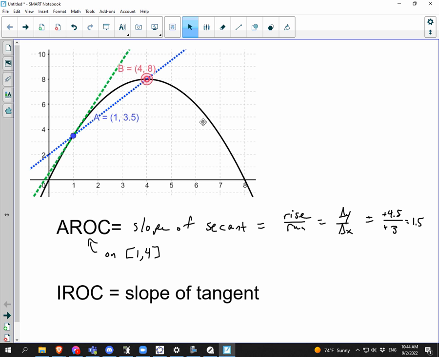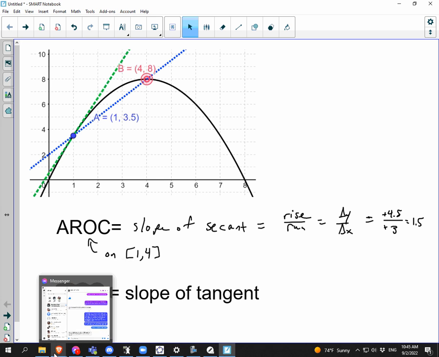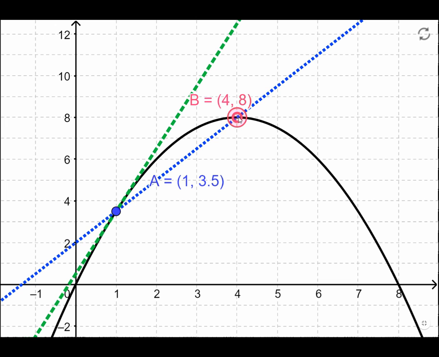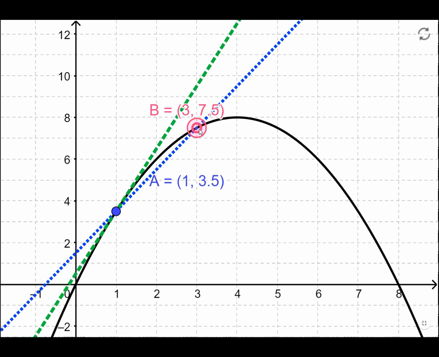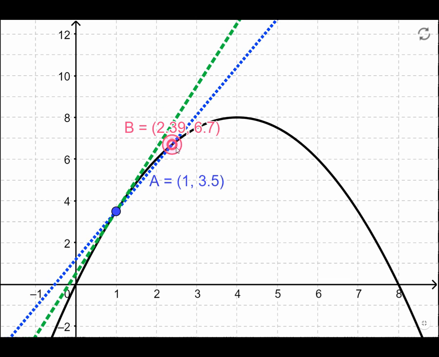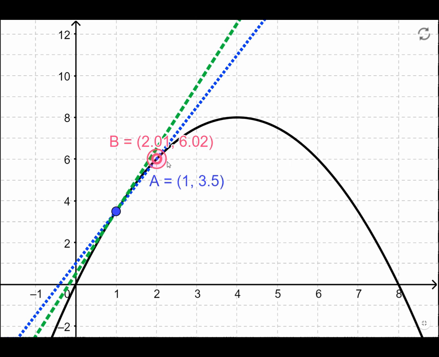Well, we can approximate the instantaneous rate of change using the average rate of change. Now, this average rate of change of 1.5 is probably not a very good approximation of the instantaneous rate of change at x equals 1. However, if we take the average rate of change on the interval from 1 to 3, that will be a better approximation, because the slope of the blue secant line is closer to the slope of the green tangent line. If we figure out the average rate of change on the interval from 1 to 2, that's an even better approximation.